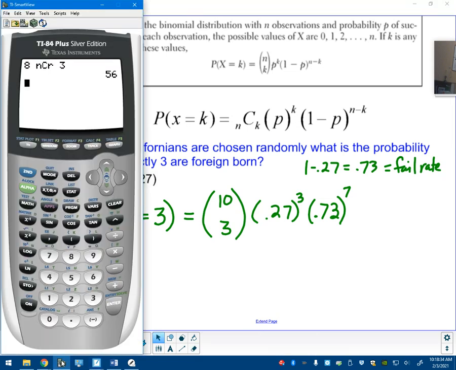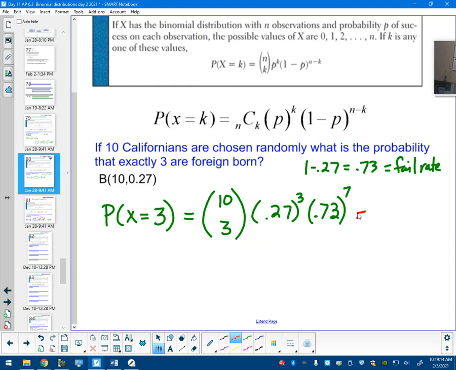So let's just do this in our calculator. 10, math, prob, choose 3, parentheses, 0.27 to the third, parentheses, 0.73 to the seventh. Enter. Keep at least 4 decimal places unless it's a bunch of zeros, and then keep everything until you get to a significant figure. So this is 0.2609.